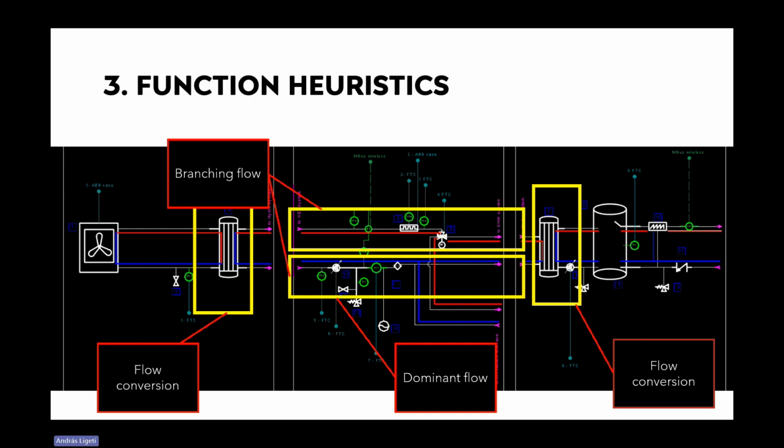So according to the tool, it is recommended to put the heat exchanger into a separate module. And we also have two dominant flow lines, basically the cold water line and the hot water line. And these are creating two branches because these two are parallel to each other and also separate. So these are creating two branches. And we also have another flow conversion here with another heat exchanger. So that's also recommended to have as a separate module.